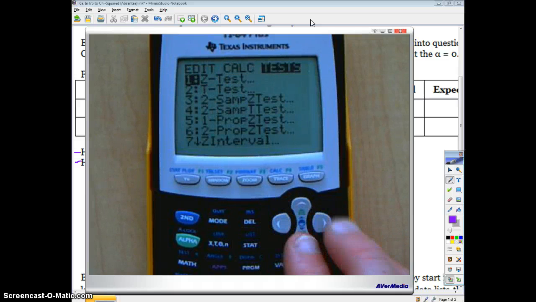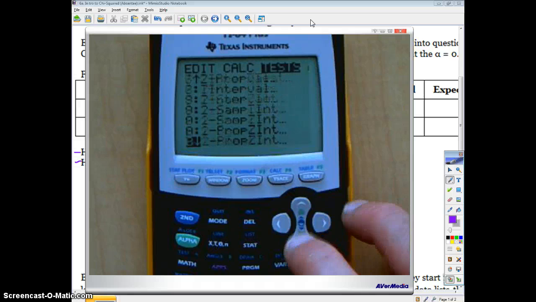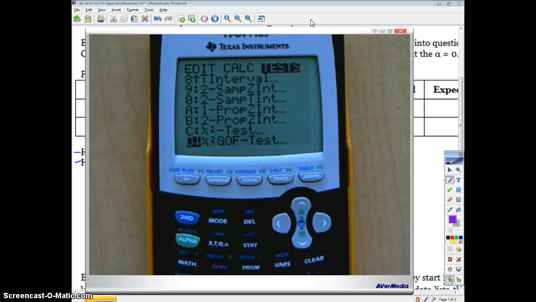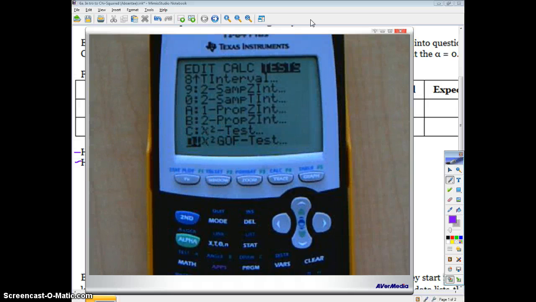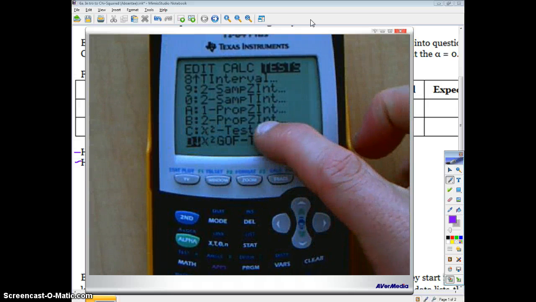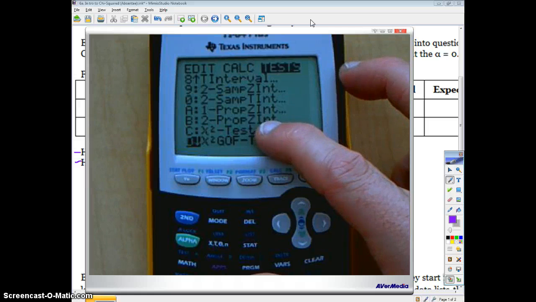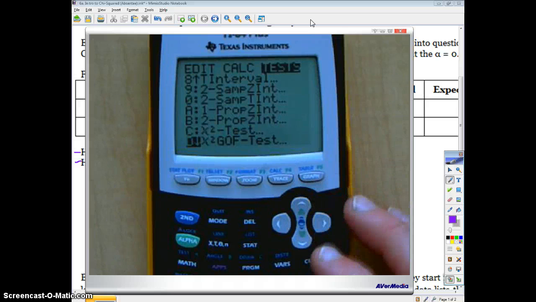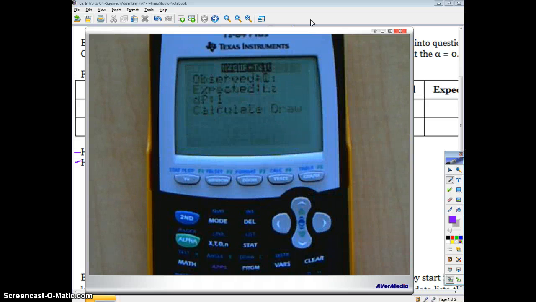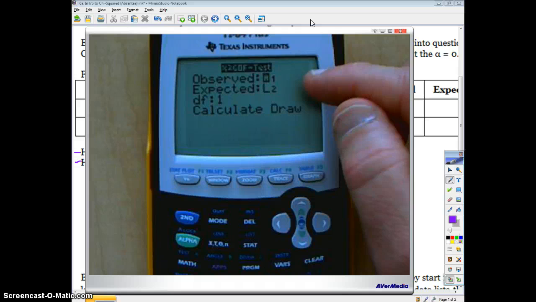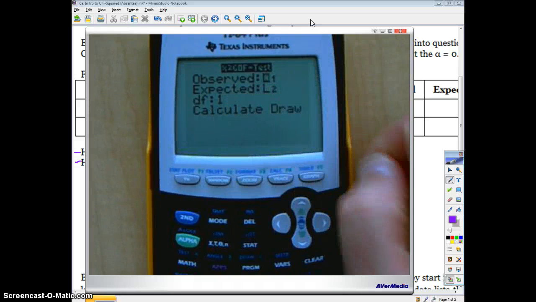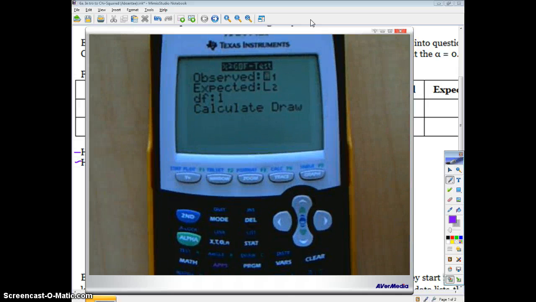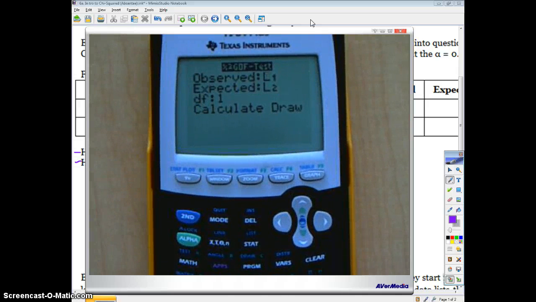Then we go and do our chi-squared test. So stat, tests, chi-squared goodness of fit, GOF. There are 2 chi-squared tests, C and D. The C is the one that we're going to use for matrices when we have bigger and badder stuff. Here, the GOF, goodness of fit test. The observed comes from L1, the expected comes from L2, and my degrees of freedom is 1. Again, we have 2 categories here, heads or tails, minus 1, and we get 1.